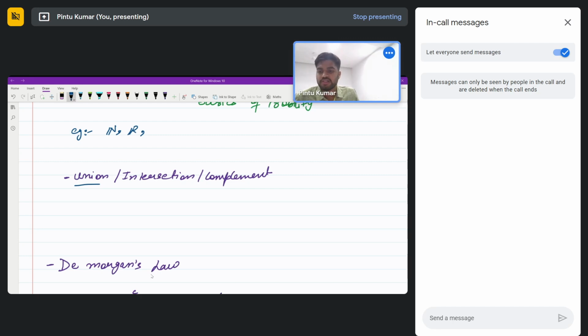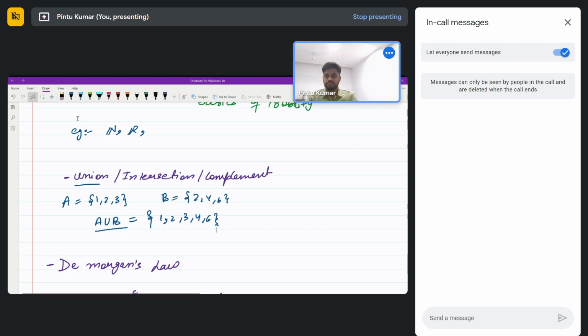So let's say you have a set A and a set B. The union of two sets, A union B, means you will include elements of both sets A and B. If an element is either in set A or in set B, then it would be an element of A union B. So A union B would look something like 1, 2, 3, 4 and 6.